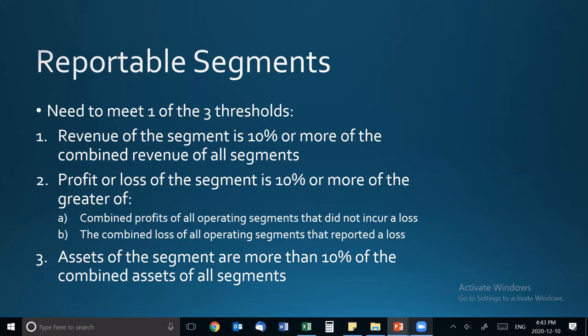And then number three, the assets of the segment are 10% or more of the combined assets of all segments. This is similar to the revenue test. So there are three thresholds: the revenue test, the profit or loss test, and the asset test, to determine if a segment has to be reported separately.